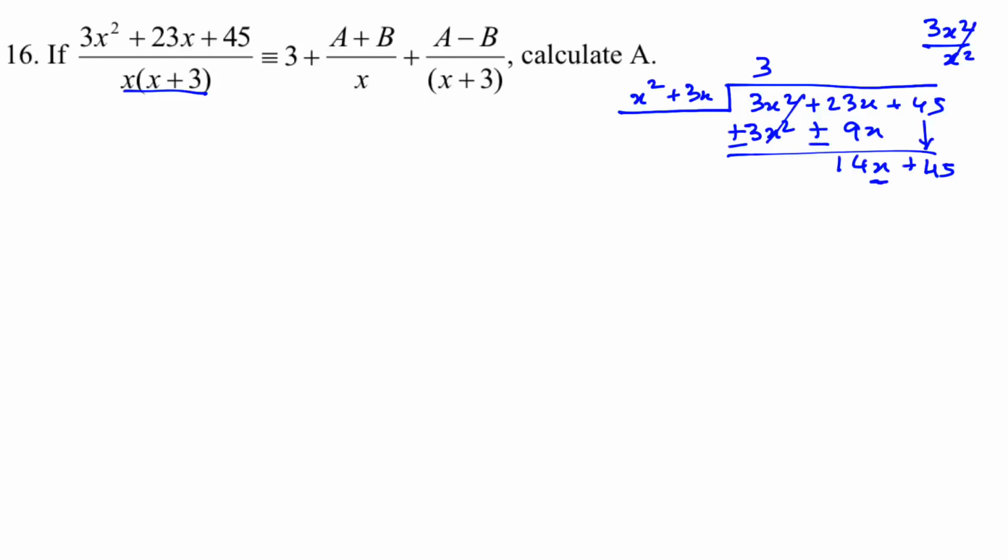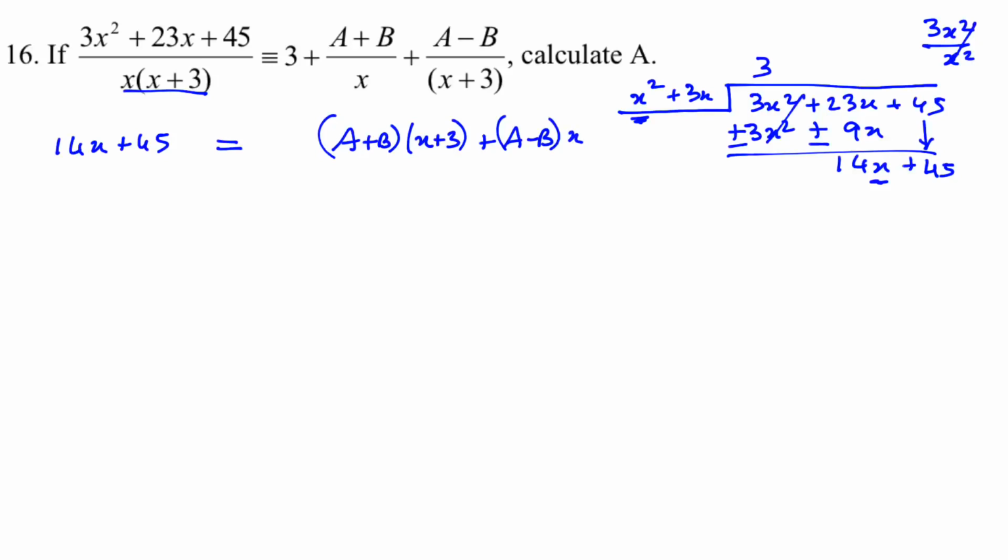The power of x here is 1, and our divisor power is 2. It means we cannot divide it further. 14x plus 45 is our remainder. We already have been given a form of the remainder here. So we are going to just write the numerators. 14x plus 45 is equal to a plus b bracket plus a minus b in bracket. In the denominator of a plus b, you got x. If you cover x, you are left with x plus 3. That's what we will write next to a plus b. And if you cover x plus 3, you will get x. That's what we will write here.